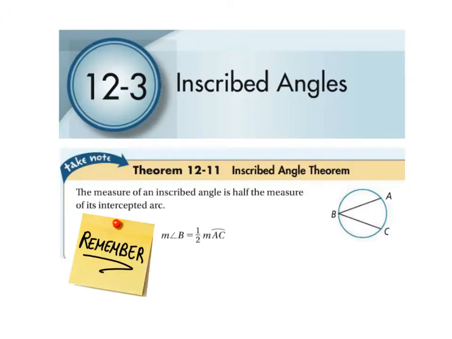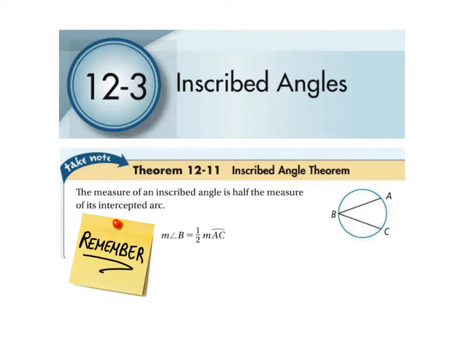Let's talk about inscribed angles. In a circle, if you take two chords, or really just any two segments, and create an angle inside where the vertex falls right on the edge of the circle, that's called an inscribed angle. Think of a central angle, where the vertex is at the center. If the vertex is on the circle, that's an inscribed angle.